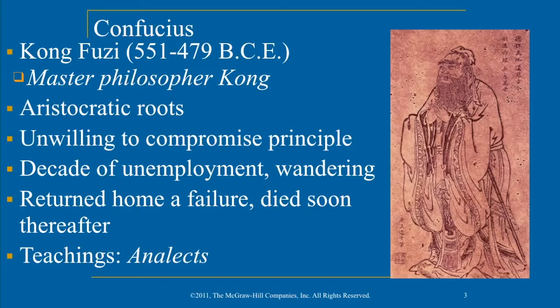All right, so first up, during this time, China has really not settled on a principled idea of what it should be following as a way their society should be organized. And along comes Confucius, traditionally known as Kong Fuzi. He was born in 551 and lived till about 479 BCE. He was known as Master Philosopher Kong. He had aristocratic roots, meaning he came from a noble family or a landed family. He was unwilling to compromise principle.